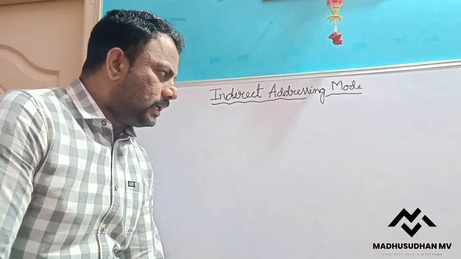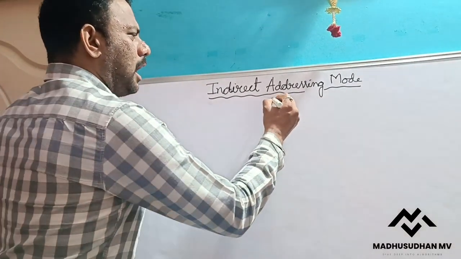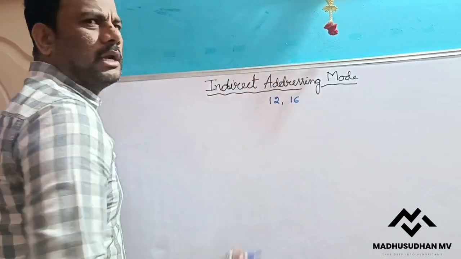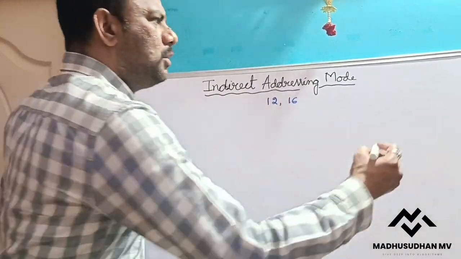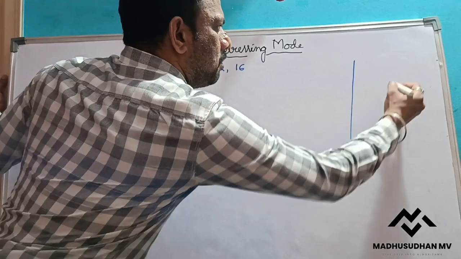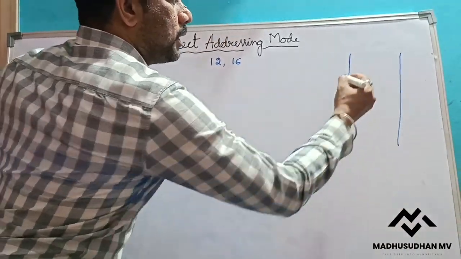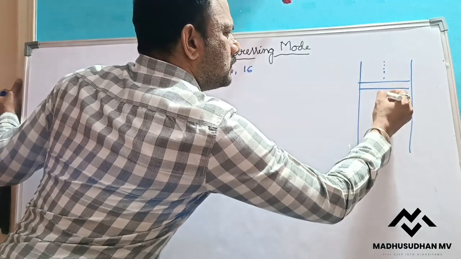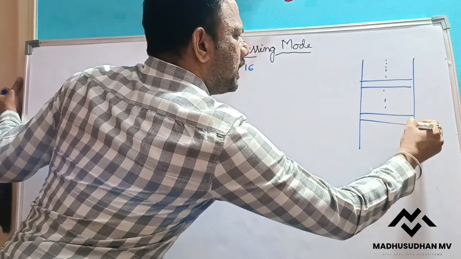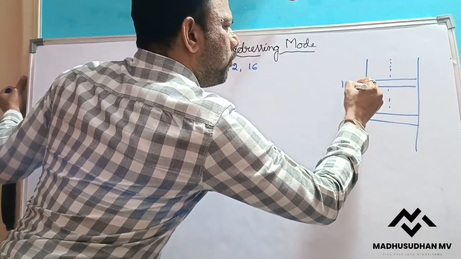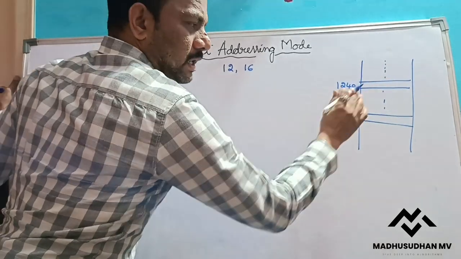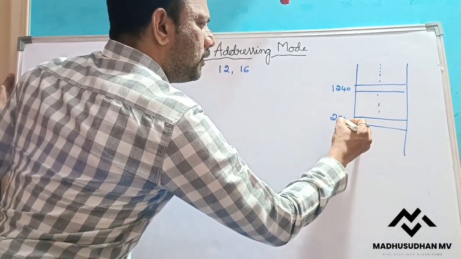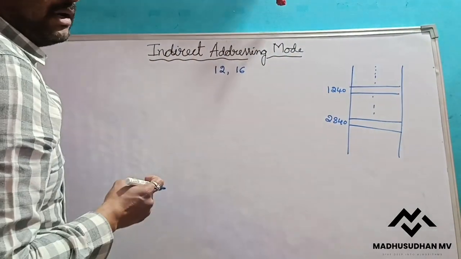In indirect addressing mode, let us assume again I want to add two numbers, 12 and 16. This is my main memory, with some locations. For example, let's say this location has the address 1240, the address of this particular word, and let us take this one as 2840, some other word address.